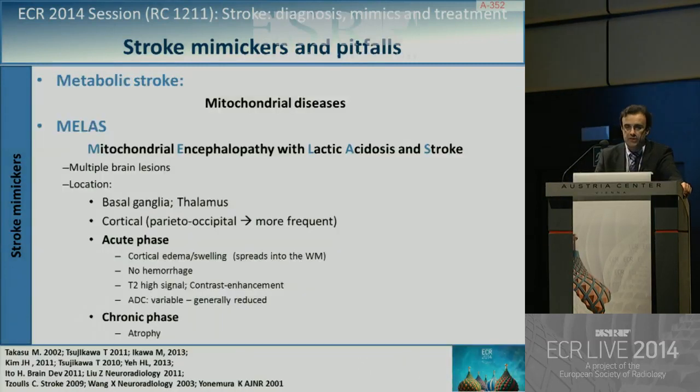What about metabolic stroke? This may be important because it's a mimicker for children that present with stroke. And let's speak about MELAS, mitochondrial encephalopathy with lactic acidosis and stroke-like episodes. So typically when we see a lesion that may be multifocal affecting the basal ganglia, the thalamus and the cortex, you should think of the possibility of mitochondrial disease.